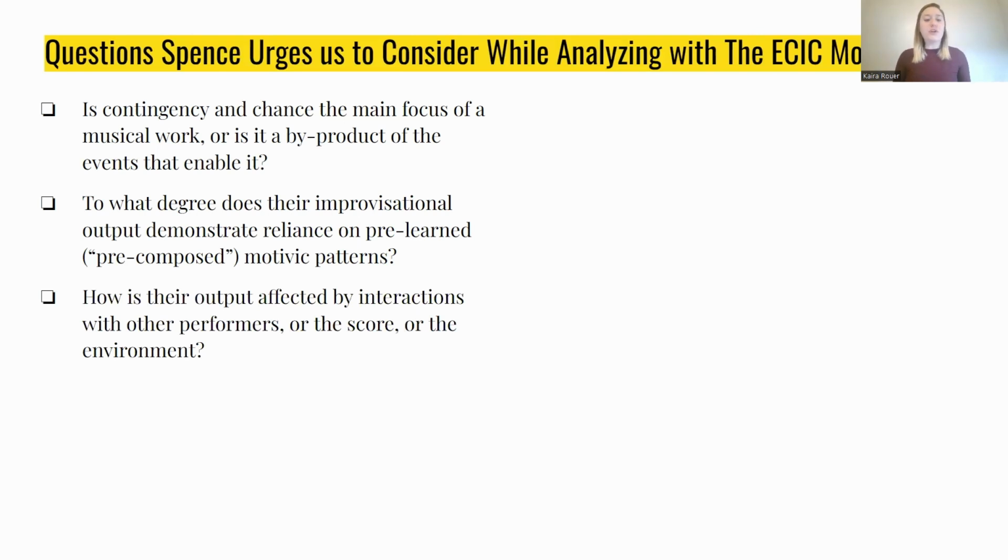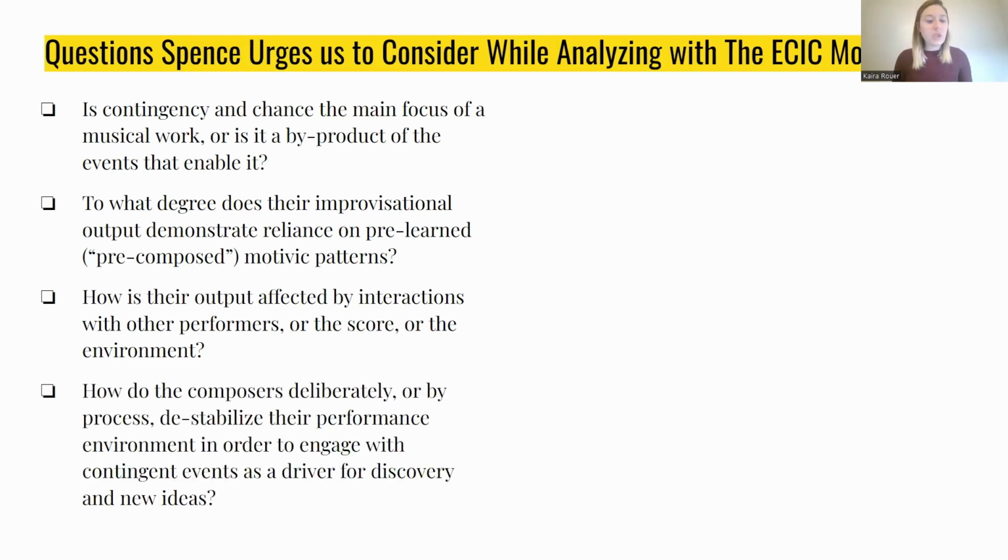So how is their output affected by interactions with other performers, the score, or the environment? So all those contingent factors that we talked about. How do the composers deliberately or by process destabilize their performance environment in order to engage with contingent events as a driver for their discovery and new ideas? So this is all talking about composers' prior engagement to creating contingency for the performance.